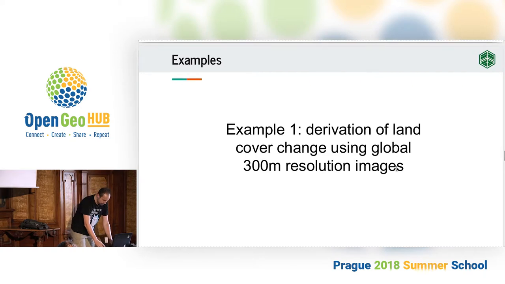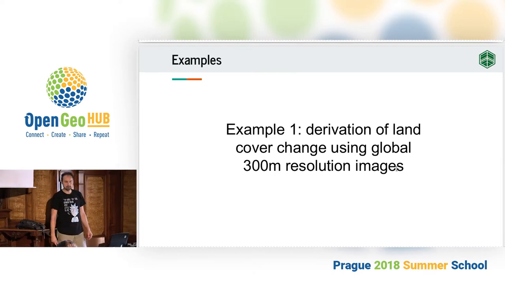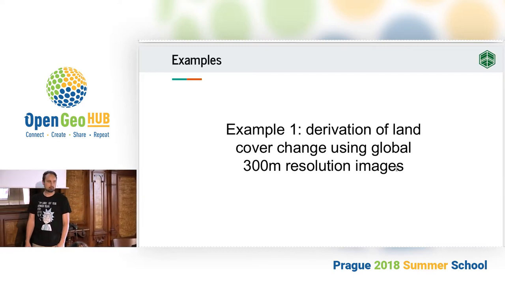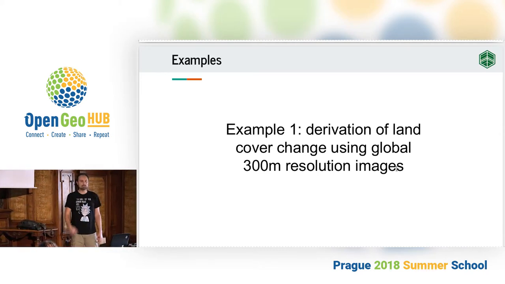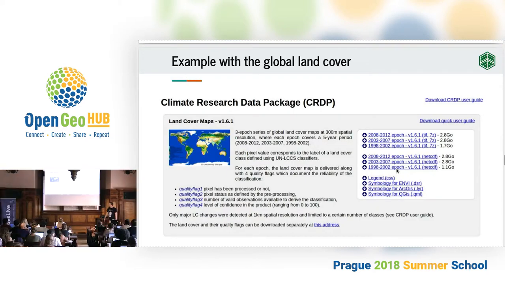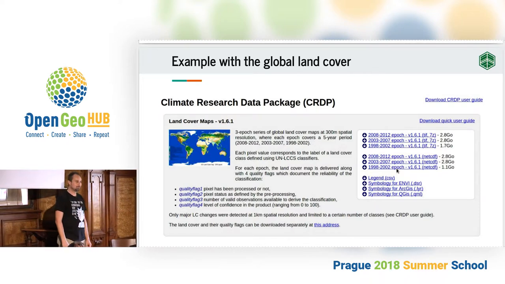Okay, this is an example. We have land cover images of the world for 2 periods. These are global land cover images, and one image is something like 1.4 gigabytes. So they're big images. Here's the image, and you see there are about 3 gigabytes actually to download. If you readGDAL that image into R on your laptop, because you need to calculate the difference between 2 land cover images, what will happen?